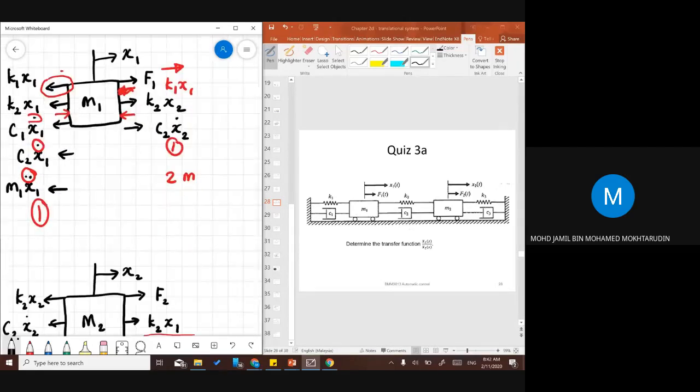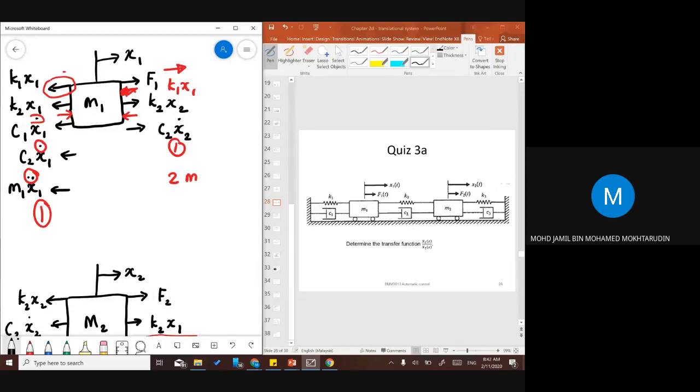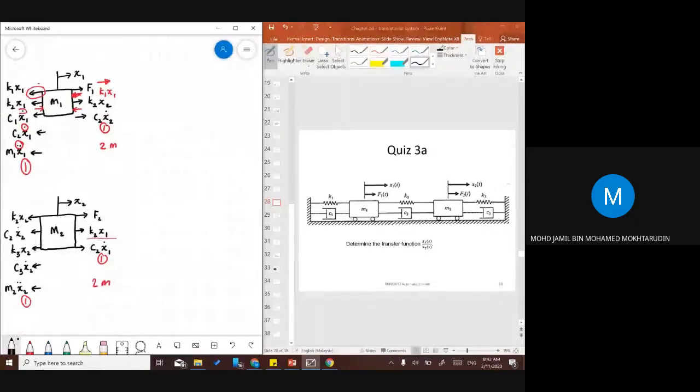Okay, so let's write the equation of motion first. So here you get M1 X1 double dot plus (C1 plus C2) X1 dot plus (K1 plus K2) X1 minus C2 X2 dot minus K2 X2 equals F1. So this is the first equation.